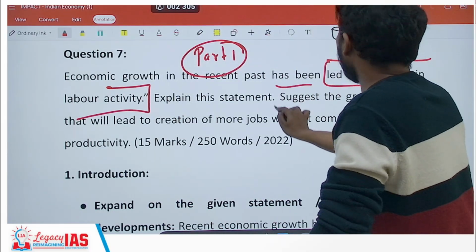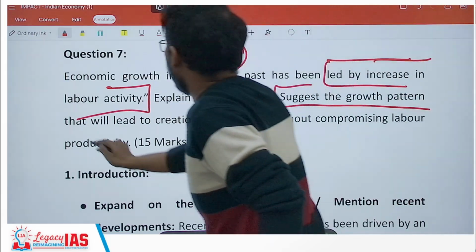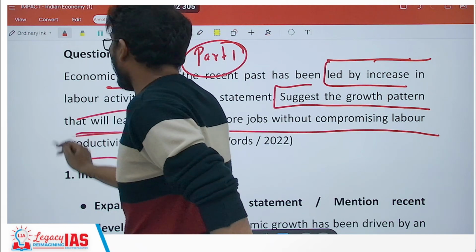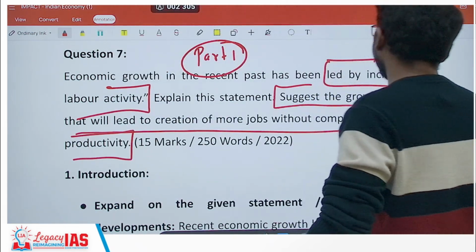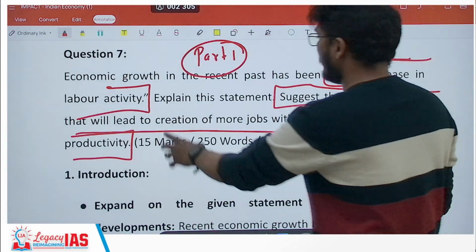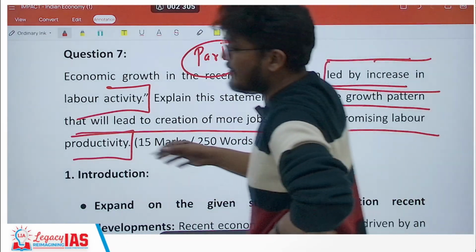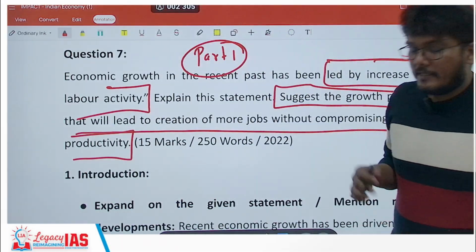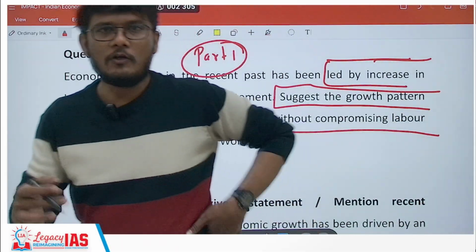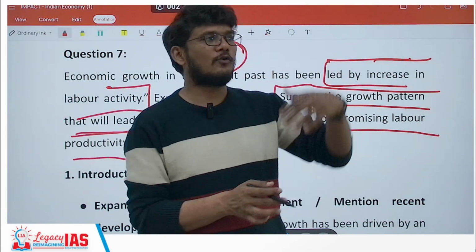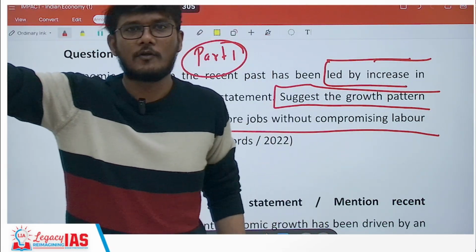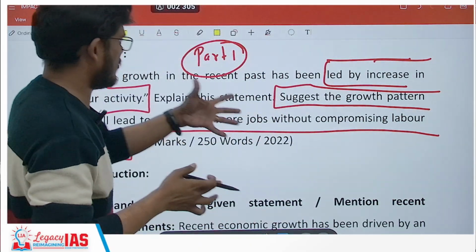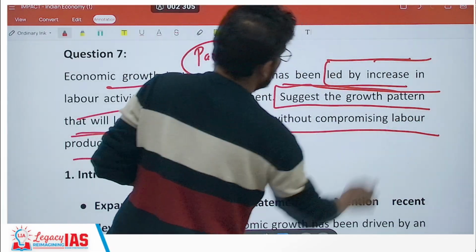Then suggest the growth pattern that will lead to creation of more jobs without compromising the productivity. So it is asking for the growth pattern. What should be the growth pattern so that more jobs are created without compromising labor productivity? Now, more jobs are created means what? If you are investing X amount of money, one sector may lead to 100 jobs, another sector may lead to 1000 jobs. So focus on that sector which leads to 1000 jobs. That is the idea behind this question. So that is the growth pattern that you will select.